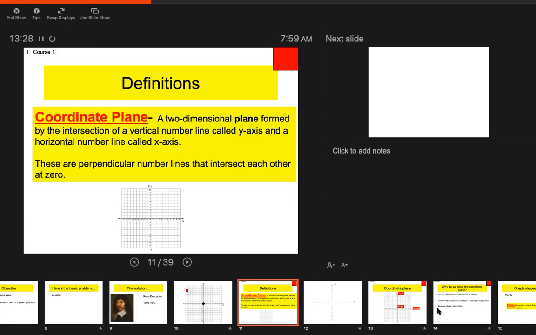All right. Now, the two number lines are perpendicular to each other. They form right angles, okay? They intersect each other where both number lines have a zero. So a horizontal number line, you know what that looks like. There's a zero on it. There's a vertical number line. It also has a zero. You put the two zeros together, it makes a big plus symbol. That's what we call the coordinate plane.